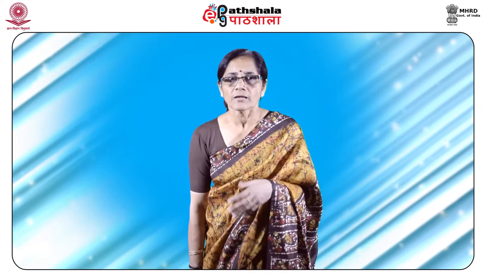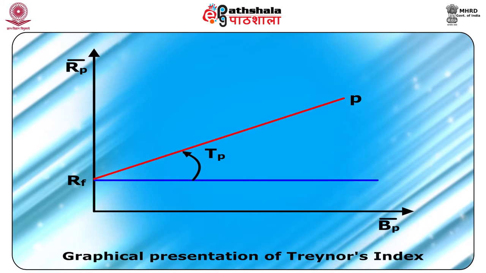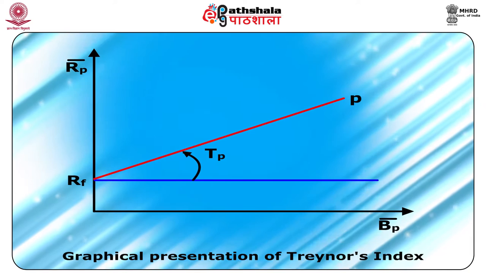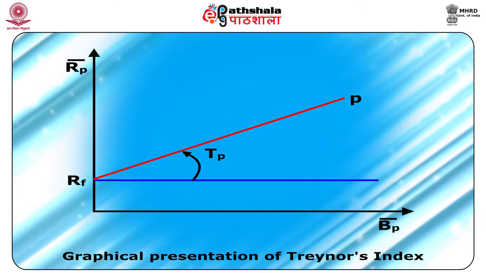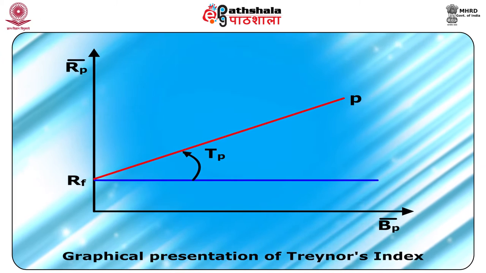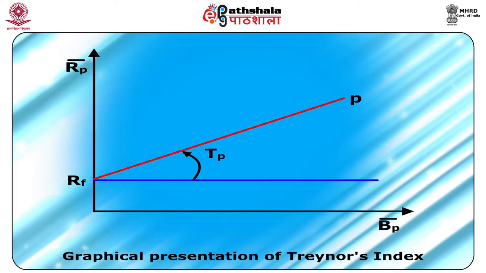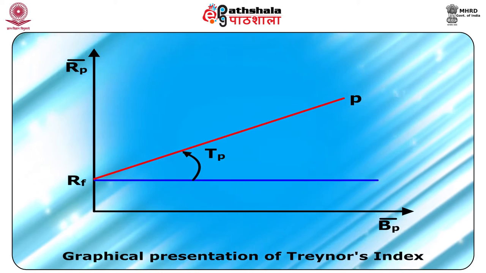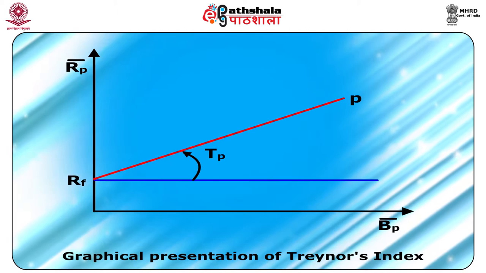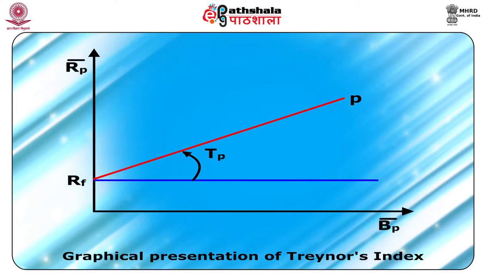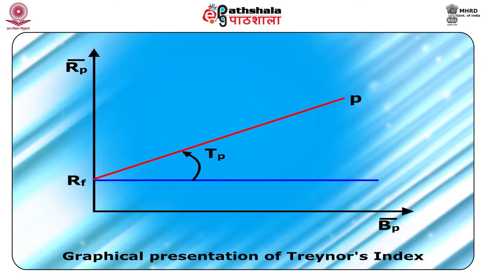This is figure 2. The figure shows that on the x-axis we have measured the portfolio beta and on the y-axis we have taken the expected return on portfolio P. In this figure, the index measures the slope of the line emanating outward from the risk-free rate of return to the portfolio under consideration. You can see from the figure that a larger Treynor value indicates a larger slope. A portfolio with a higher TP value represents a better portfolio for investors regardless of their risk preferences.